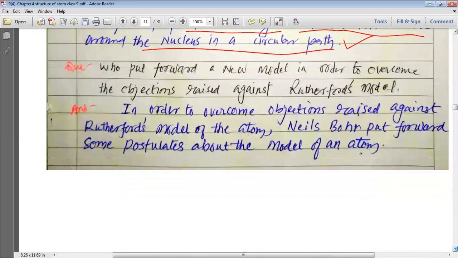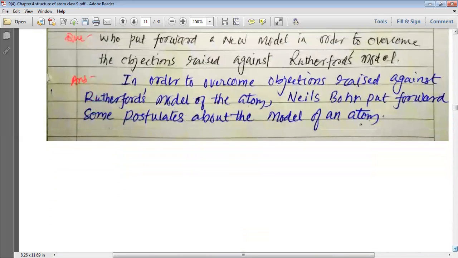That means whatever Rutherford proposed, that electrons revolve around the nucleus in a circular path, is wrong. That was the biggest drawback of Rutherford's model. Otherwise, Rutherford said that an atom has a nucleus. It was correct. Most of the mass and charge of the atom is concentrated in the nucleus. That is even correct. And the size of the nucleus is very, very small compared to the size of an atom. That point is also correct.